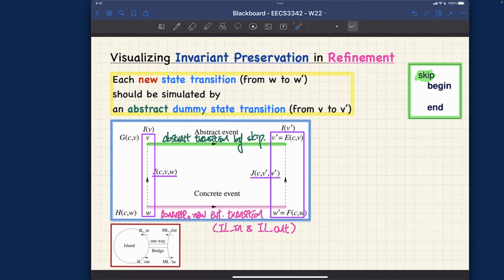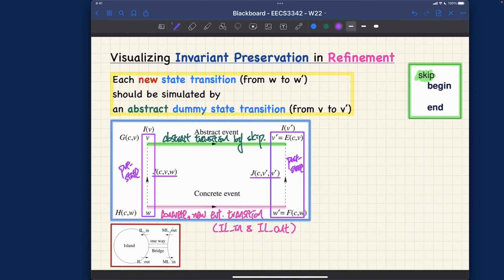So the only part that's a little bit different from what we studied before about the diagram is that the concrete transition is now being made by the newly introduced event that only exists in the concrete model. And the corresponding abstract event that will simulate the concrete transition is the dummy event that we introduced called skip. That's the only part that's different, right? But it's still important to know that the pre-states and also the post-states, across the two worlds, abstract and concrete, should be related by the concrete invariance.